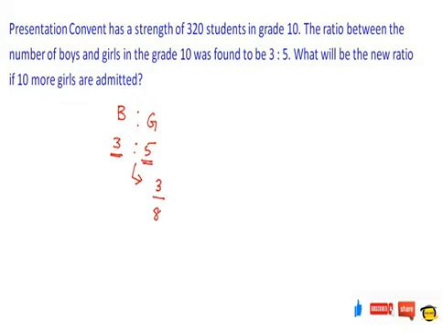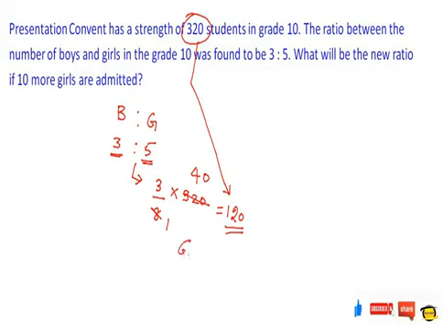What is the total number of students? 320. So 3 by 8 times 320, that will give us the number of boys, right? So 1 8 is 8, 40 8s are 320. So the count of boys is going to be 120, right? So out of 320, if there are 120 boys, what is going to be the count of girls? Just find the difference between these two, which means the number of girls is going to be 200, right?